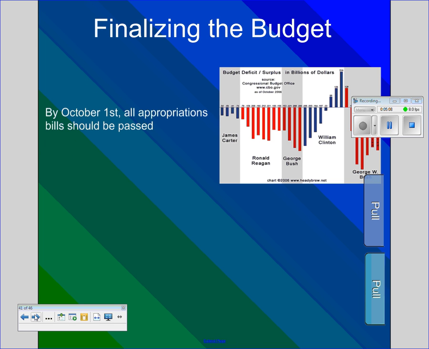By October 1st, which is coming up, all appropriations bills should be passed. We haven't met an October 1st deadline in 4 months. I don't see that happening anytime soon.